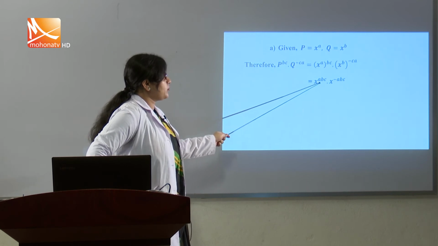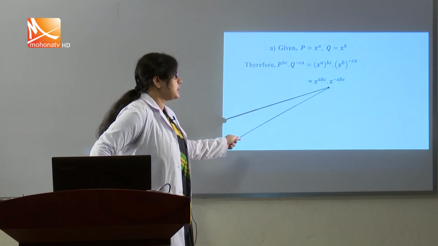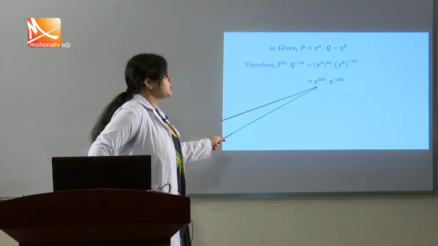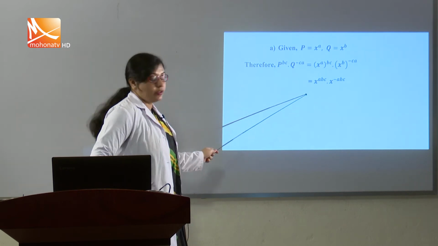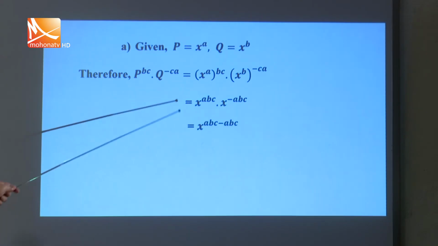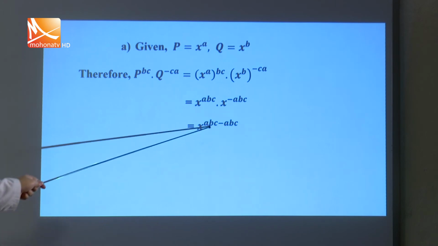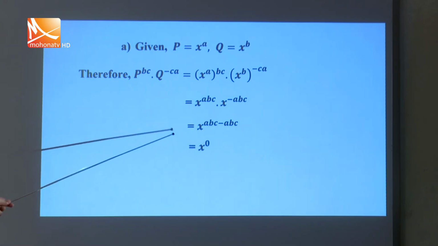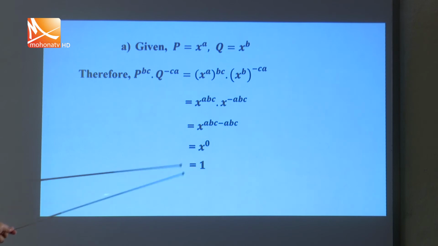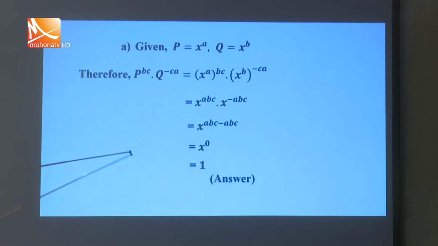So we will get x to the power abc into x to the power minus abc, and since the bases are equal here, we have to add the powers. So we will get x to the power abc minus abc here. After cancelling them, you will get x to the power 0, and it will give you 1, which is the answer of this question. And let us see what is in our second question.